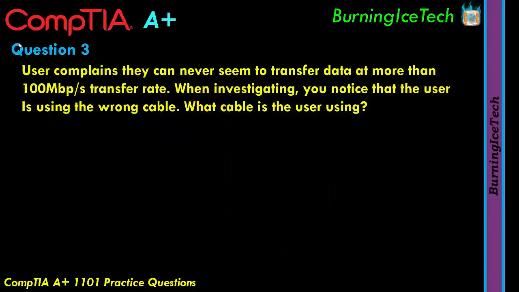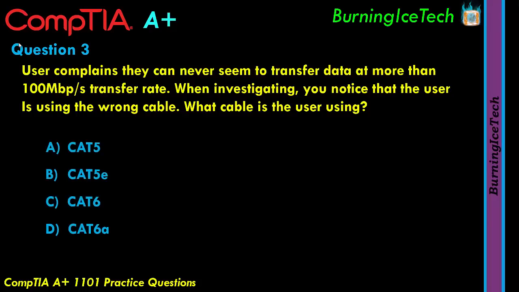A user complains they can never seem to transfer data at more than 100 megabits per second transfer rate. When investigating, you notice that the user is using the wrong cable. What cable is the user using? So you've basically come to the conclusion that the reason they are not able to transmit at more than 100 megabits per second is because it's the wrong cable. So it's the speed of the cable that's most likely the issue here.